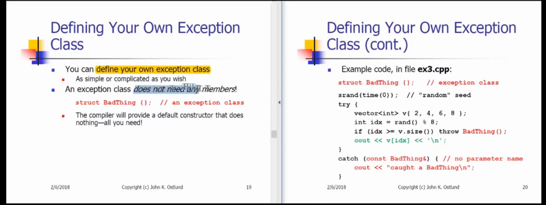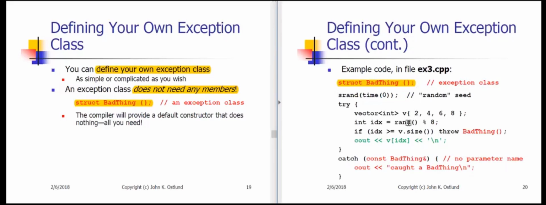In fact, an exception class does not even have to have any members within it. Here we have an exception class. The name of this class is bad thing. It has no members. The compiler will automatically give you a default constructor for this thing that does nothing. And over here on slide 20, we have an illustration of how we might use this bad thing exception class. We've defined the class in our code above the place where we want to use the class.